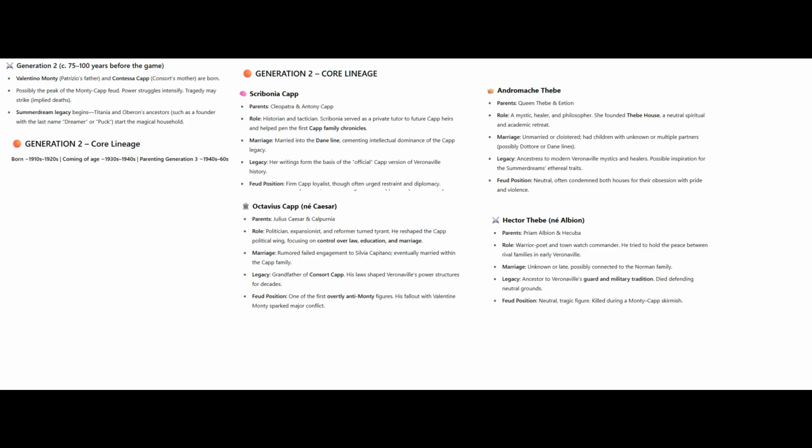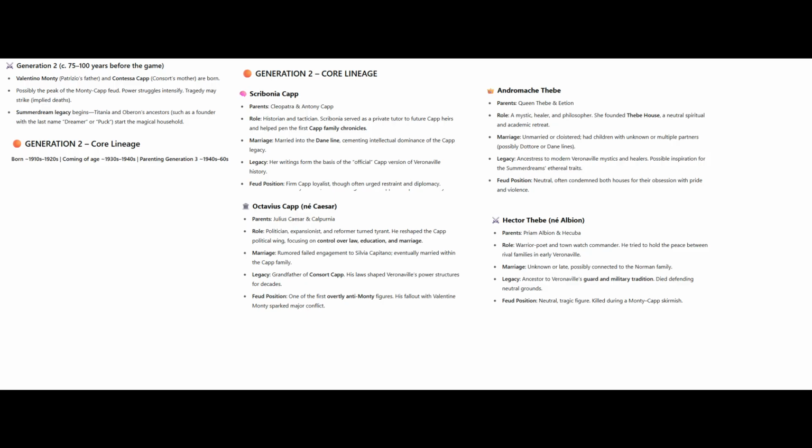I could see her becoming friends with the Danes, but we'll get more into that later. Legacy. Her writings form the basis of the official Cap version of Veronaville history. Feud position. Firm Cap loyalist, though often urged restraint and diplomacy.